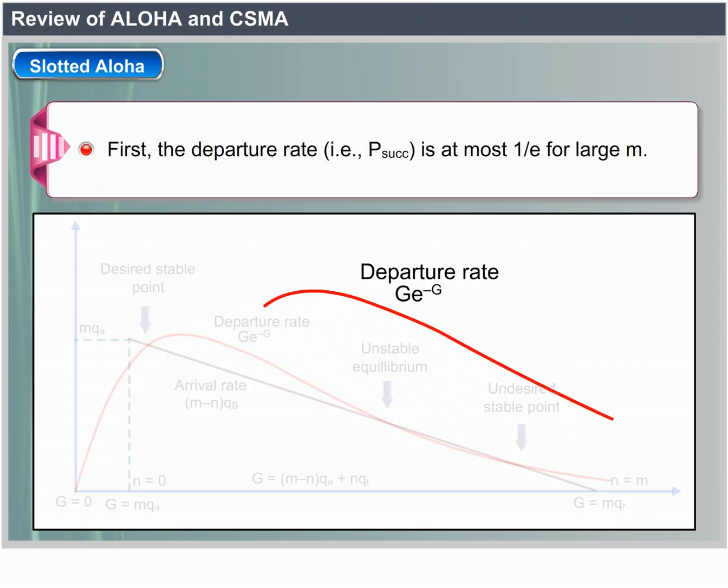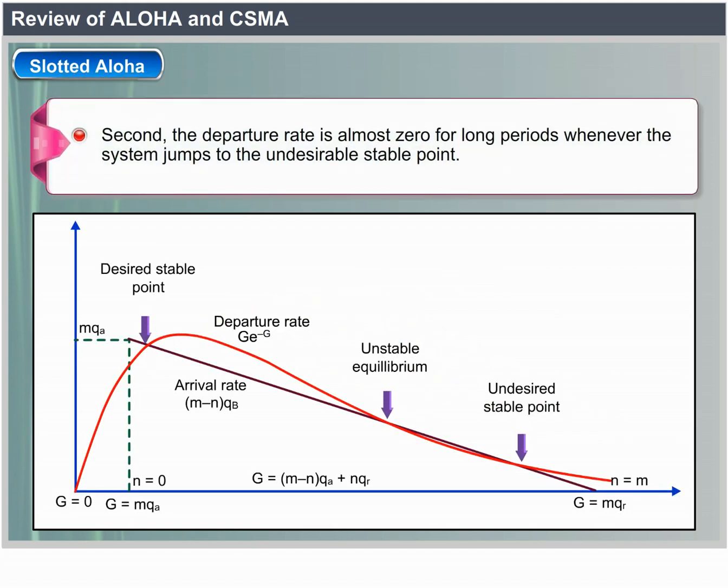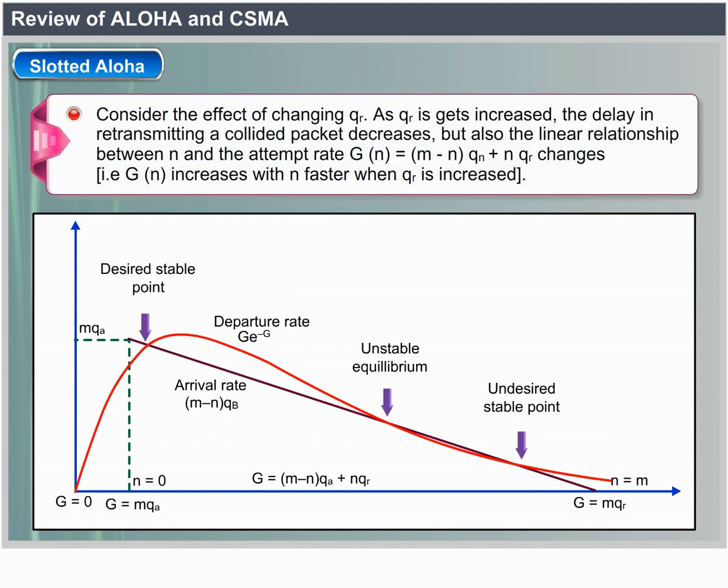First, the departure rate, that is P success, is at most 1/e for large m. Second, the departure rate is almost zero for a long period whenever the system jumps to the undesirable stable point. Consider the effect of changing qr.